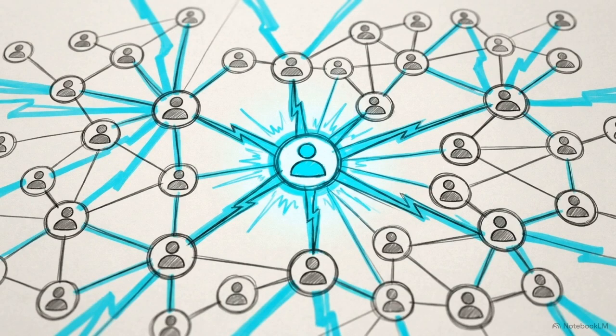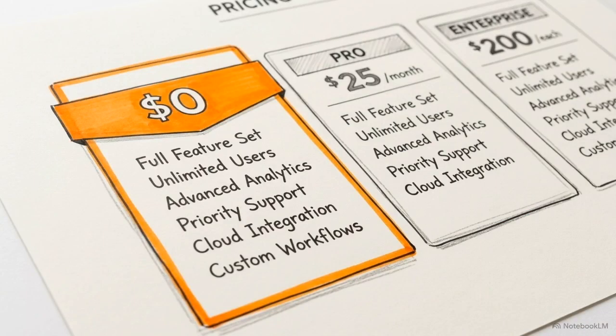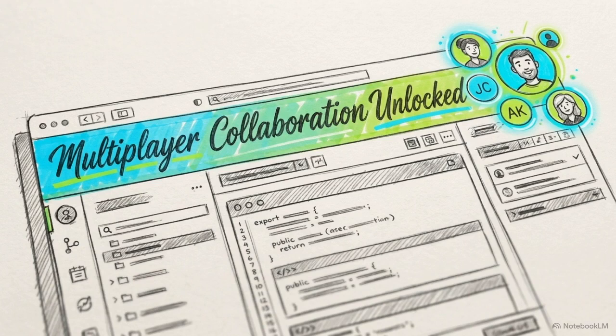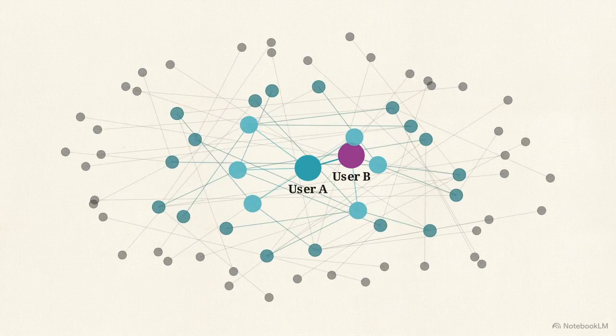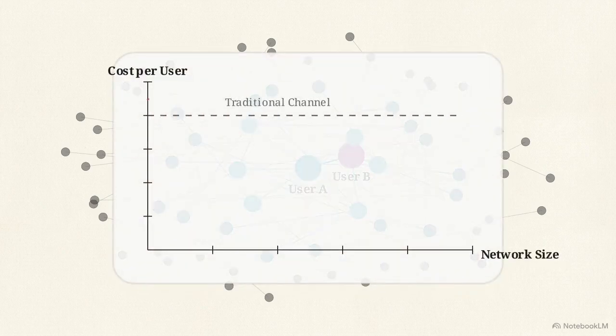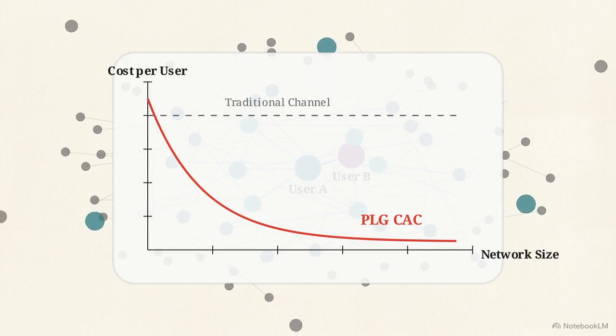The second play is building a product-led growth ecosystem designed around multiplayer collaboration. You remove friction by giving the core product value away for free. Then you engineer the user experience so the tool only functions at its full potential when a user invites their teammates. This generates a viral loop. As user A invites user B, the network expands exponentially, turning the product itself into your primary distribution channel. Once this takes hold, customer acquisition cost drops aggressively toward 0. The users do the selling for you.